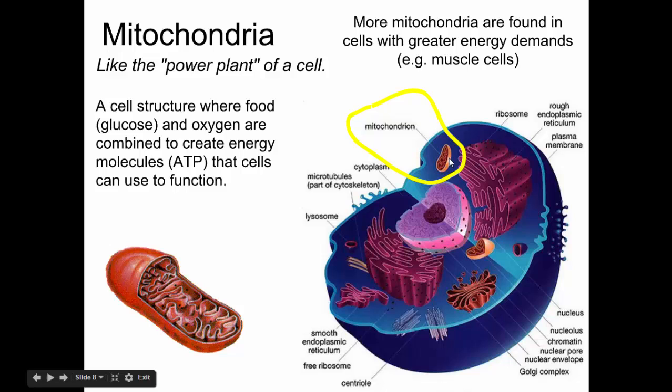than a fat cell. So here's an example of the mitochondria, which is the plural form. Mitochondrion is one. And it's the power plant of the cell, and it's a cell structure where food, in the form of glucose, and oxygen are combined to create energy molecules, known as ATP, or adenosine triphosphate, which again, you don't need to know that the cells can use to function. So this takes the glucose and combines it with oxygen and creates energy molecules and sends them out to the cell so that the cell can function.